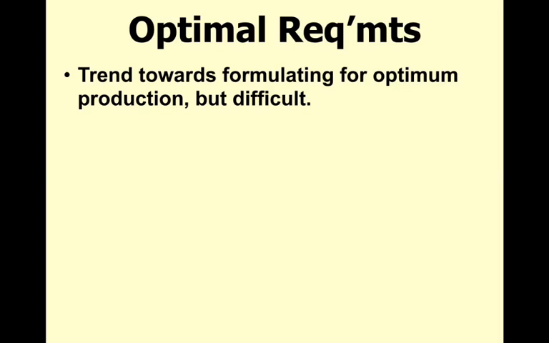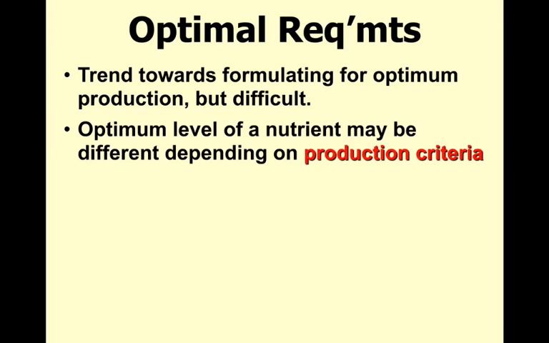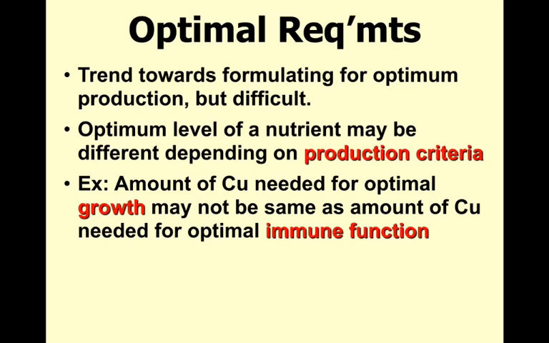The trend in nutrition is towards formulating for optimum production, which is logical and makes sense. But it is difficult because we can have animal-to-animal variation, and understanding what is optimal without going too far, because as soon as we start crossing over into excess nutrients, we're paying for things that we don't need. So there is a fine line. And that optimum level could be different depending on the production requirement or production criteria.